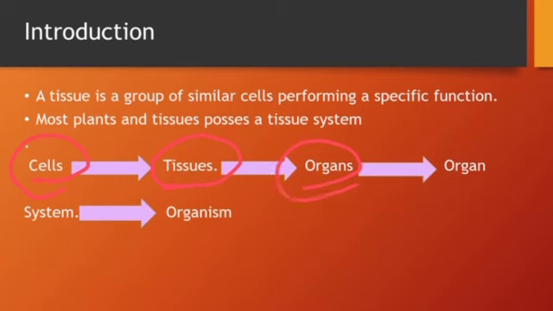When different types of organs work together, they form an organ system. Take for example the circulatory system, respiratory system or excretory system. If you notice, all these systems comprise various organs. When these organs join together, they form an organ system, and these organ systems together form an organism. So this was a basic idea about tissues and the organism, how they work.